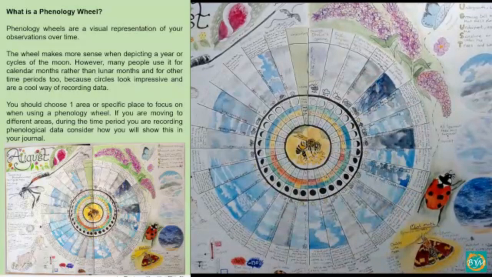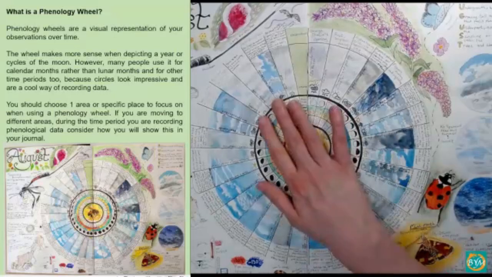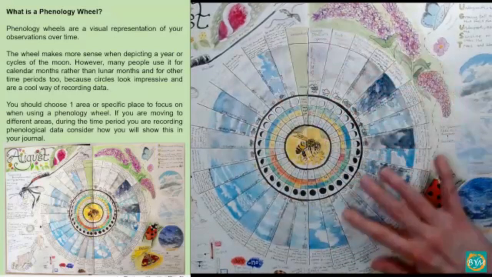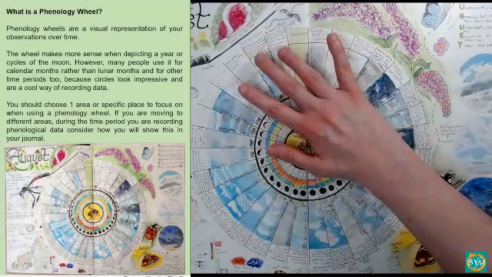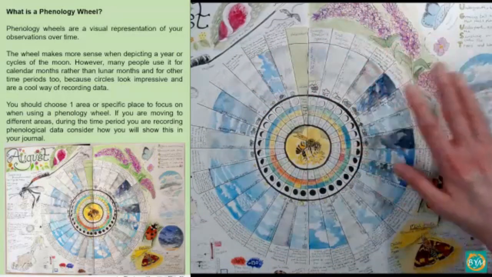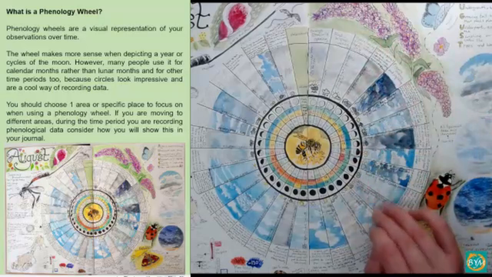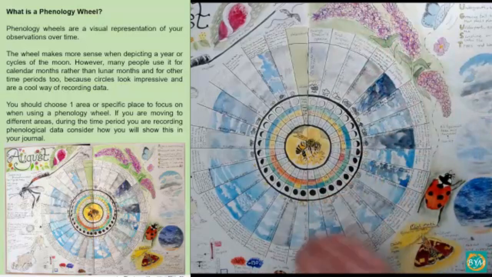So when you are recording your data, you want to first of all choose one area, one specific place to focus on. If you're moving around to different areas during the time period that you're recording your data, you might want to consider how you're going to show that in your journal. Because this is a way of showing time progressing. But if you then also include different places with this, it gets a bit confusing. So it's better if you can just focus on one area.